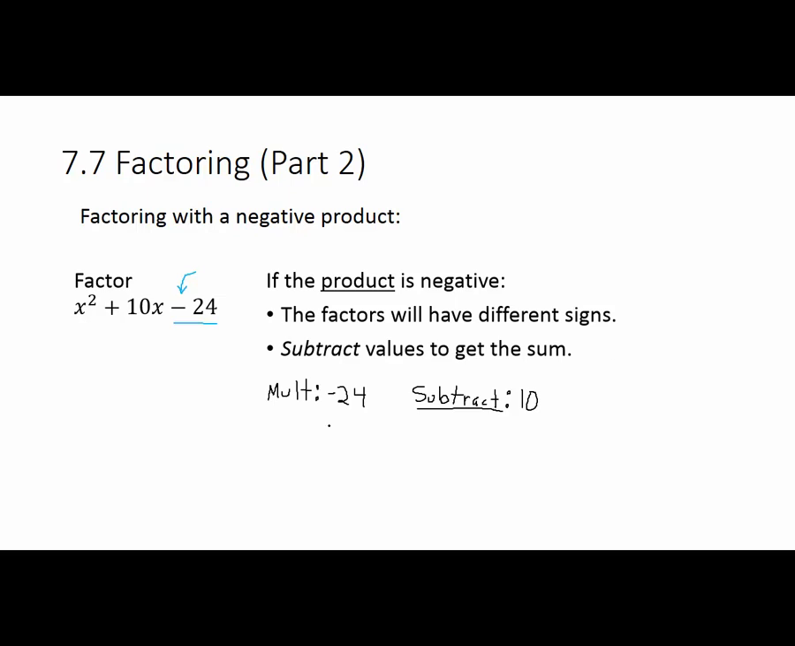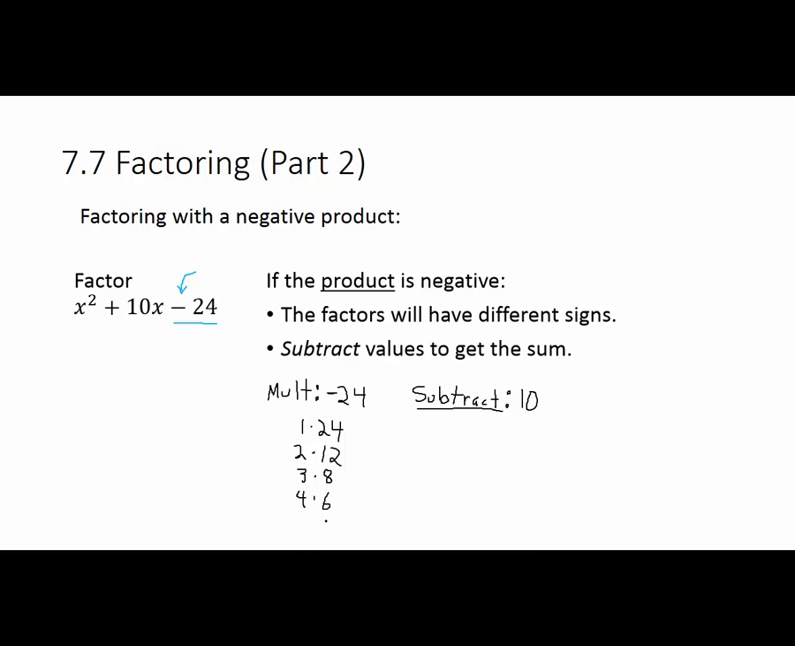I'm looking for two numbers that multiply to 24 and subtract to 10. I know it's a negative 24, but I can ignore the negative sign for right now and just think, how can I get 24? Well, we've done this before. 1 times 24, 2 times 12, 3 times 8, 4 times 6, and that's all the different ways I can get it. 5 doesn't go into 24, and 6 is already on my list.